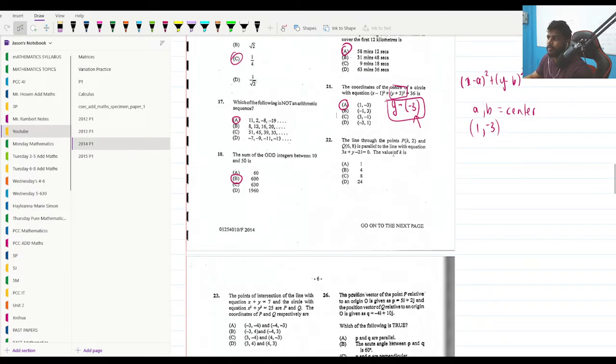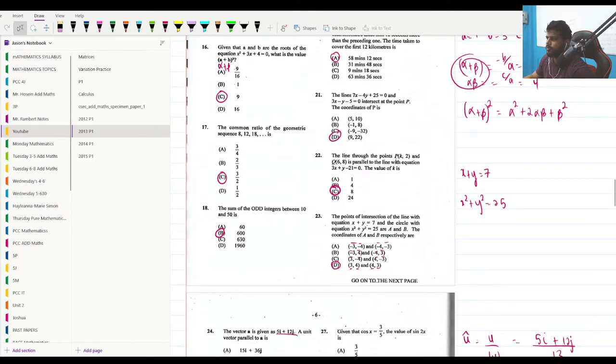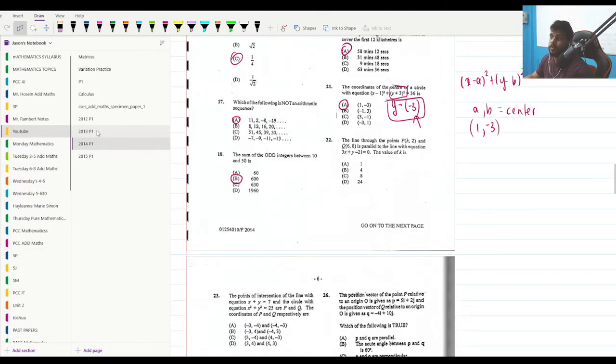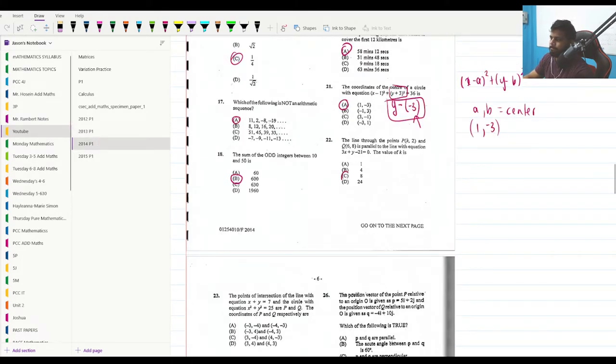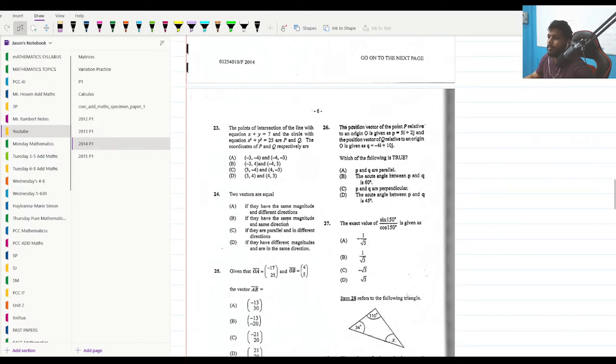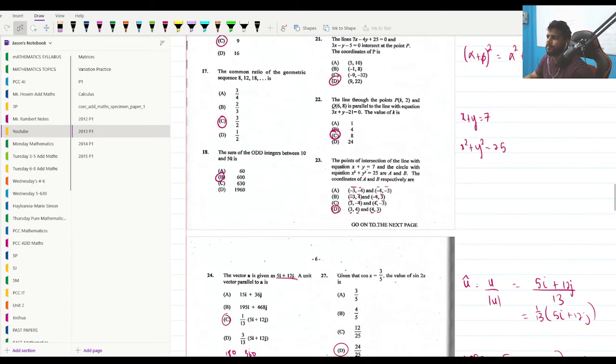This is yet another repeat question. The line through the points K, 2 and 6, 8 is parallel to the line 3x plus y minus 21 is 0. The value of k is 8. Yet another repeat question. The answer is 3, 4 and 4, 3. I think this was from 2013 as well. Yeah, number 23. Let's just make sure the equations are the exact same thing.